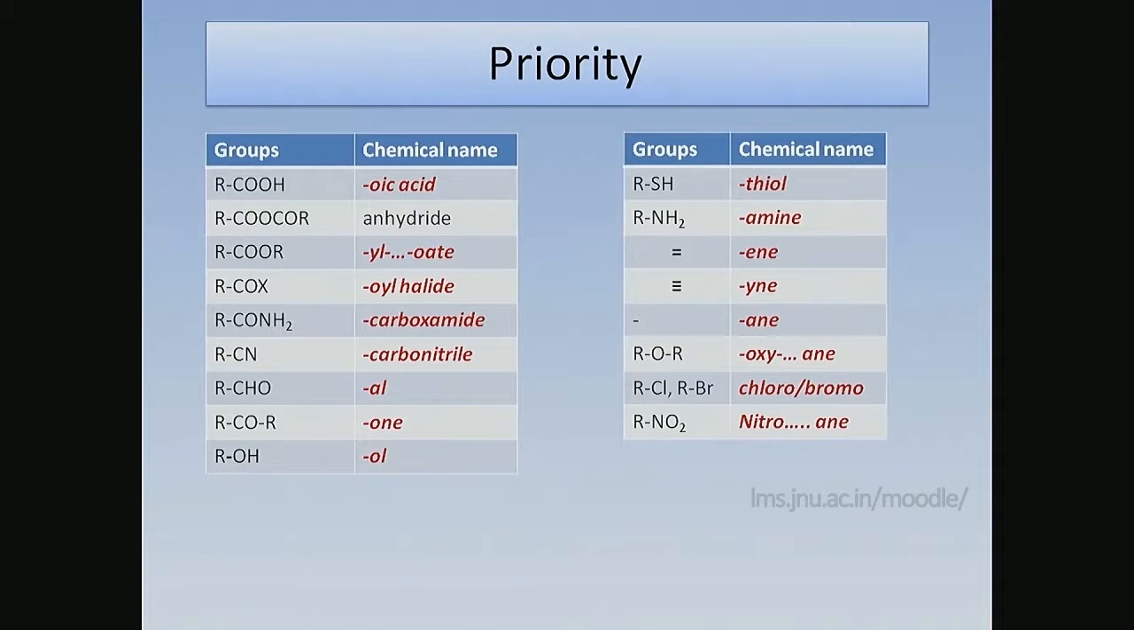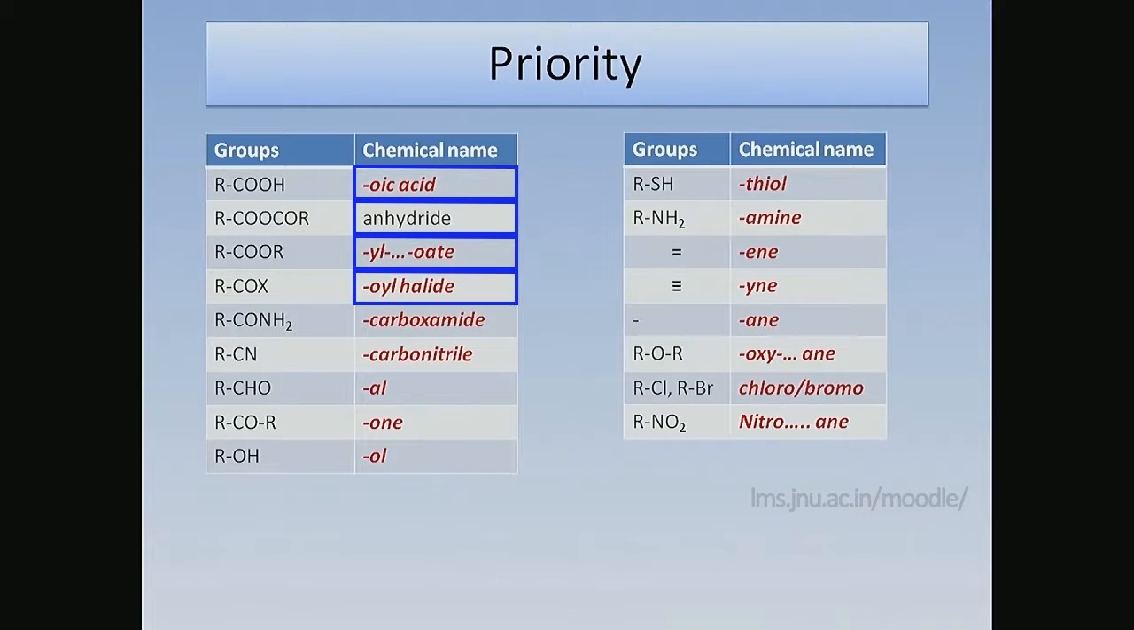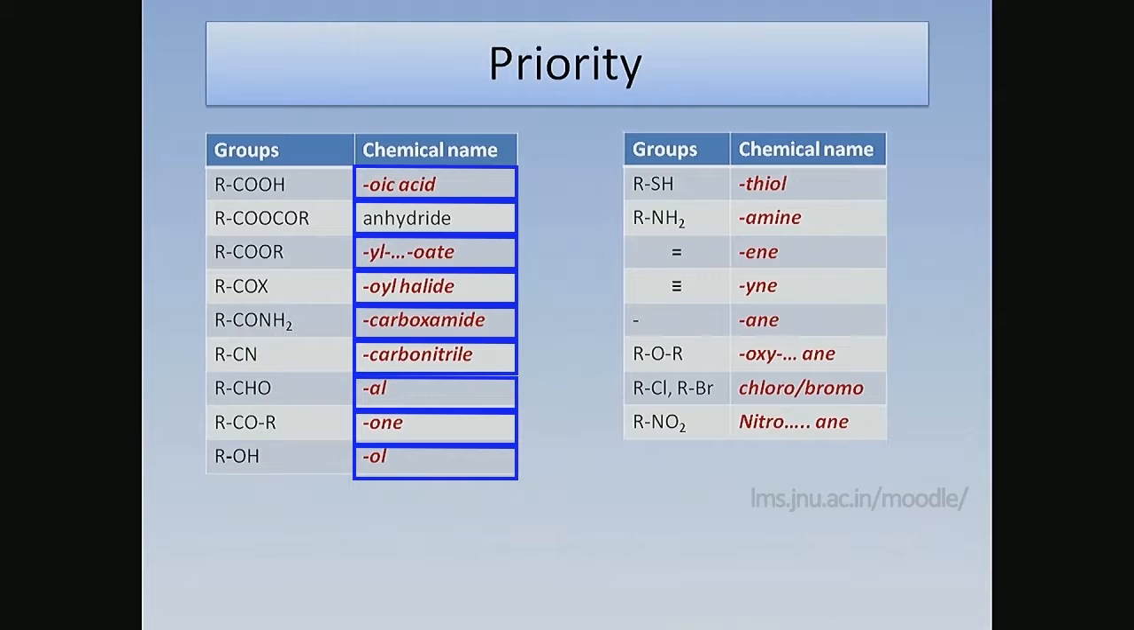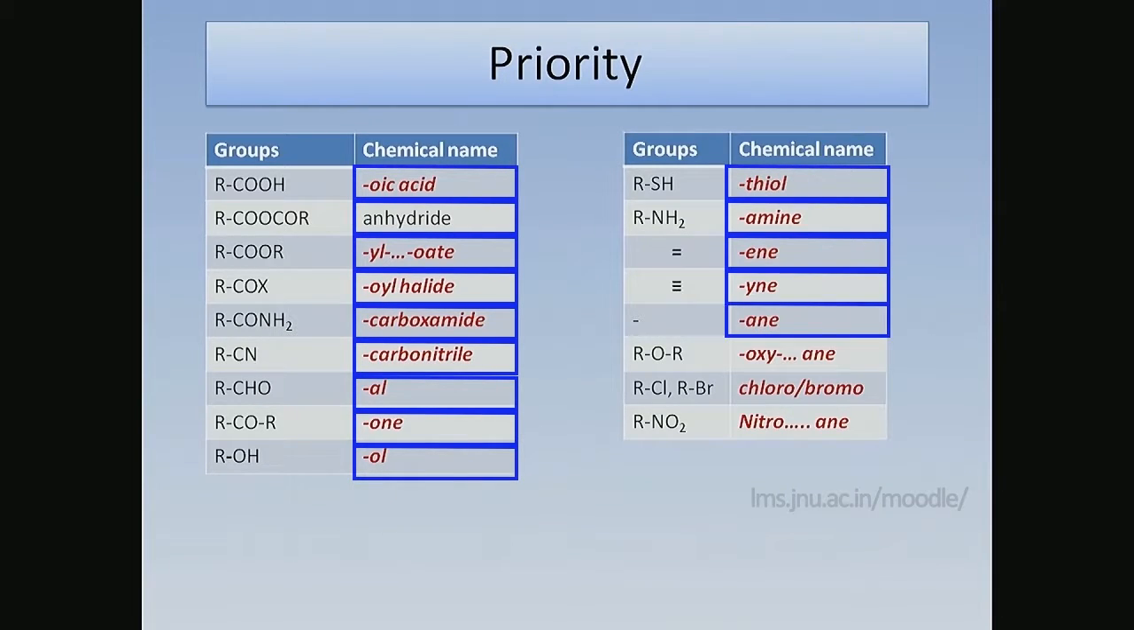Once we have learned the names of simple functional groups, we need to find out the order in which they should be named. That is, the priority of the functional groups should be the next thing we need to learn. The carboxylic acid gets the topmost priority, followed by acid derivatives, namely anhydrides, esters, acid chlorides and carboxamides. It is followed by nitriles, aldehydes, ketones and alcohols, then thiols, amines, alkenes, alkynes and alkanes. The least priority group is nitro.